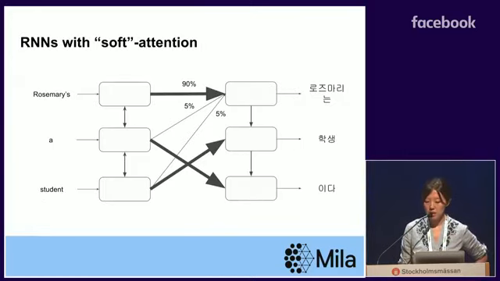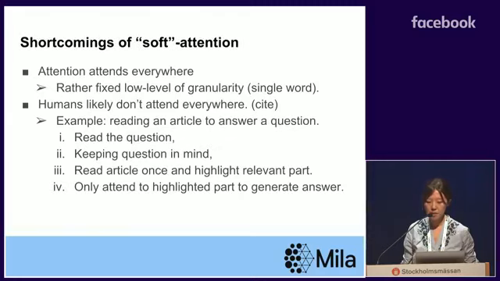So RNNs with a soft attention mechanism is basically a model where you have an encoder that encodes your input sequence at each time step. And during each time step of your output, you look over the entire input sequence and assign a weight probability to each token in the sequence. So what are some of the shortcomings of the soft attention? The soft attention attends everywhere. It attends at a fixed low-level granularity. So meaning this is every single word, every single character, every single digit. And this is not how humans do it.